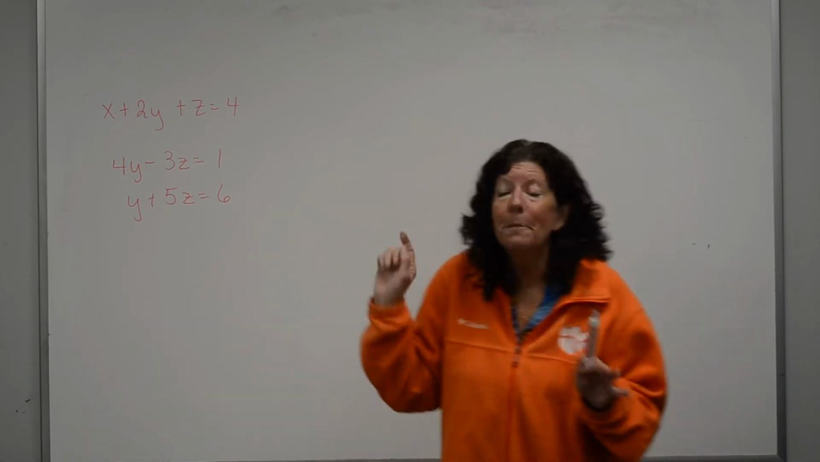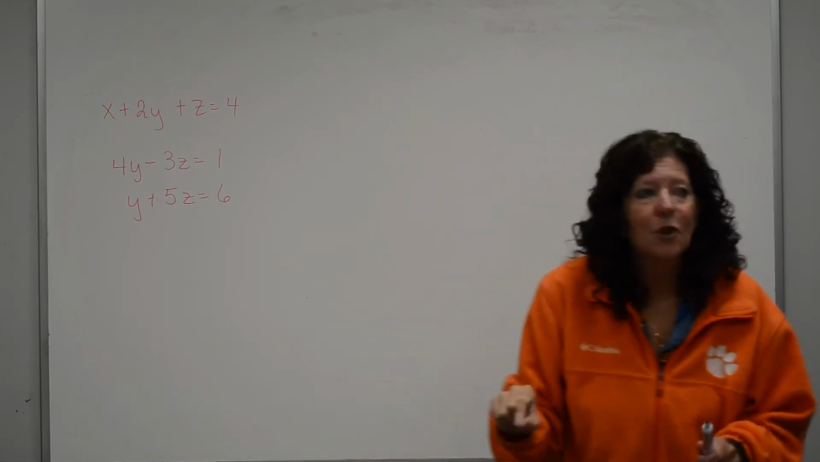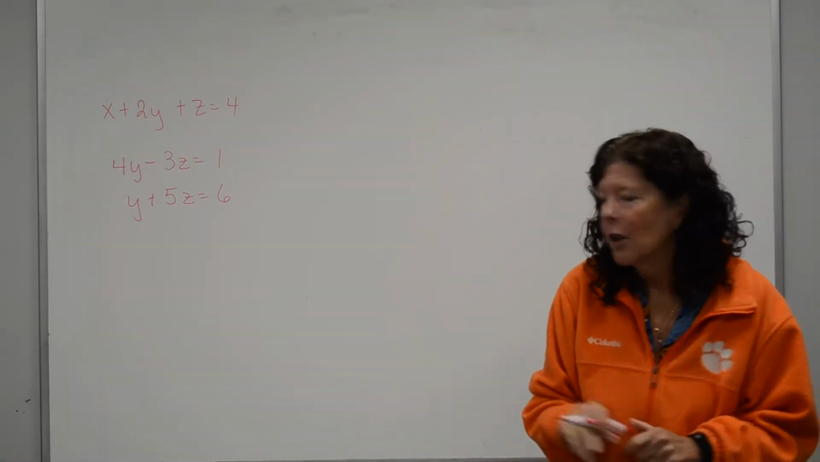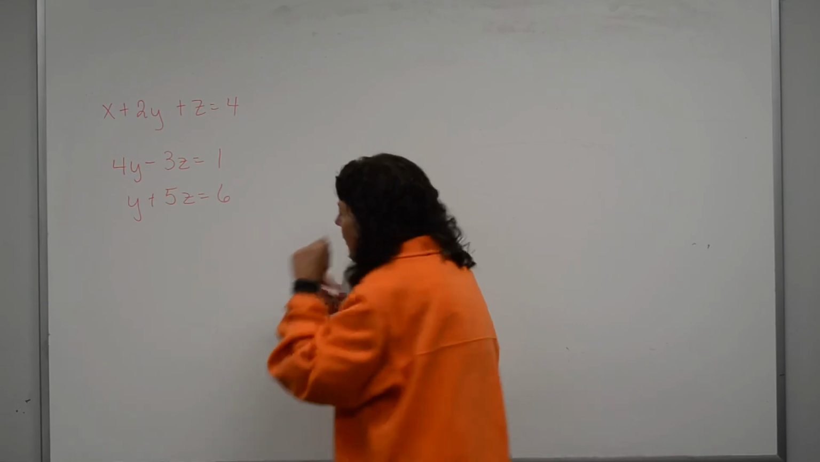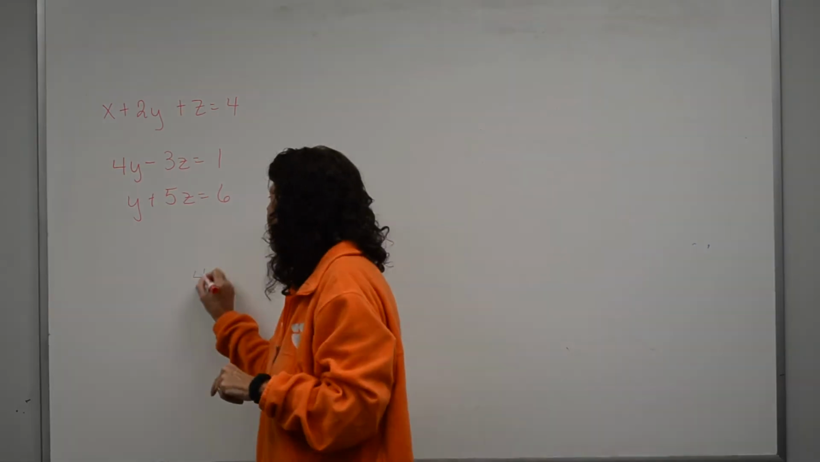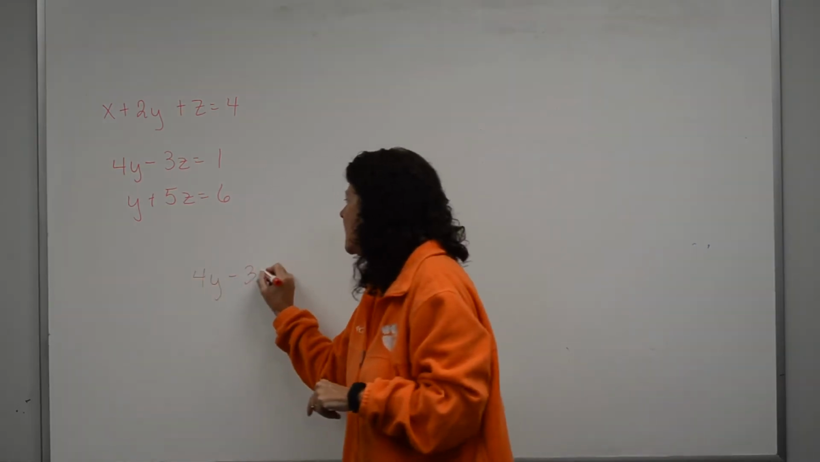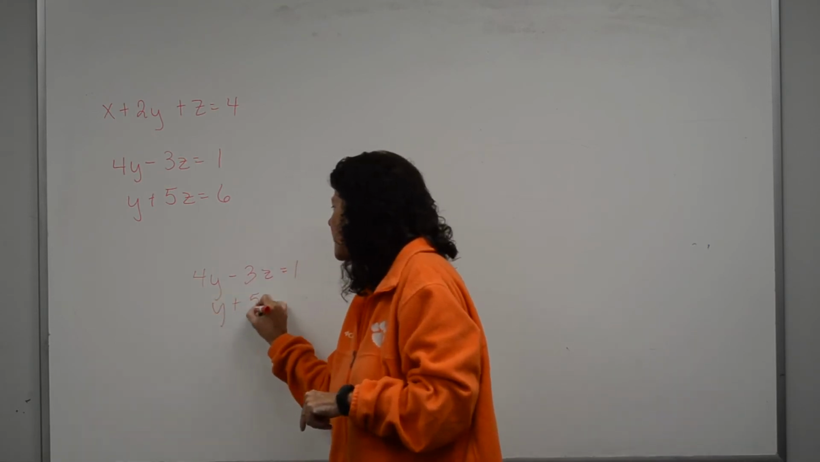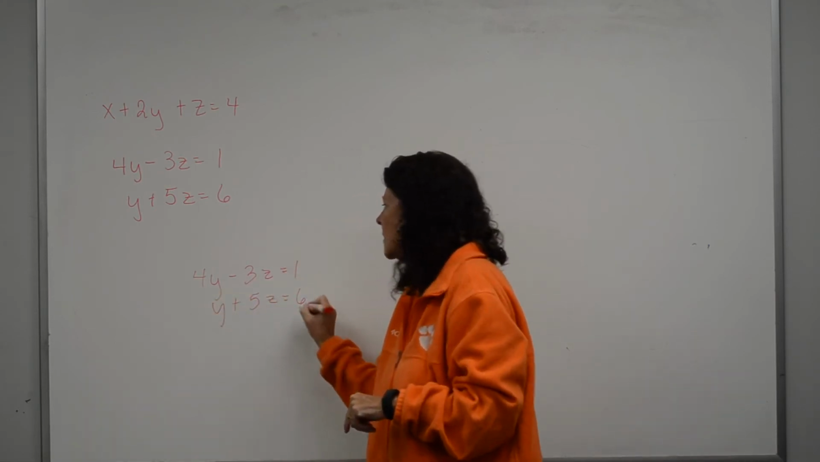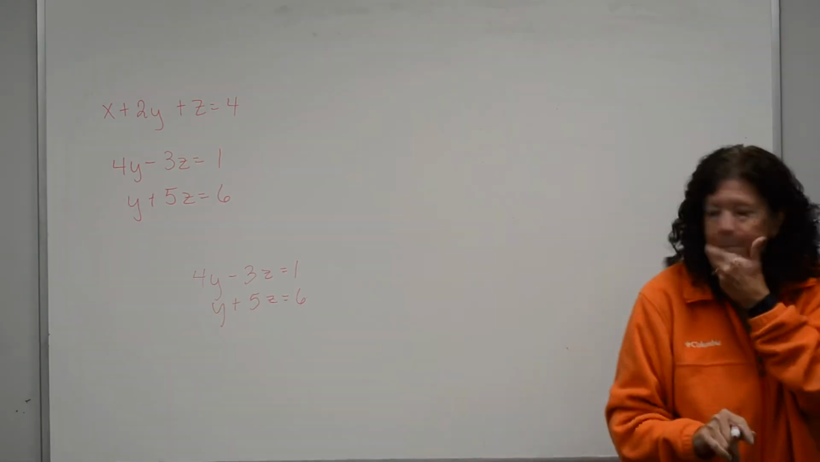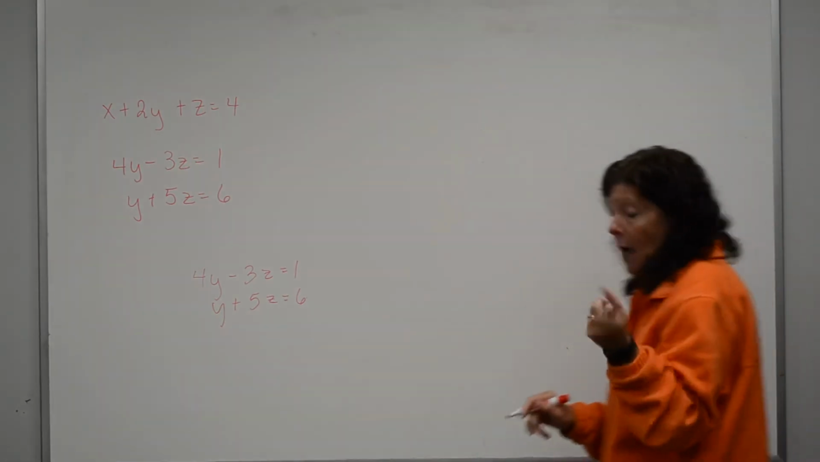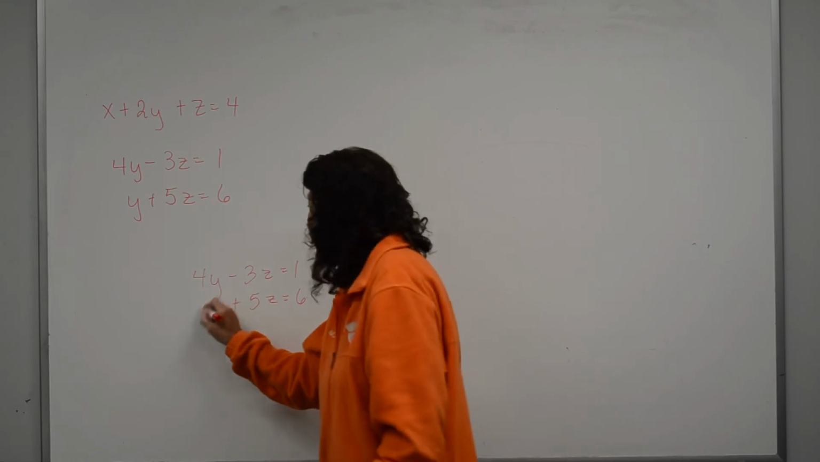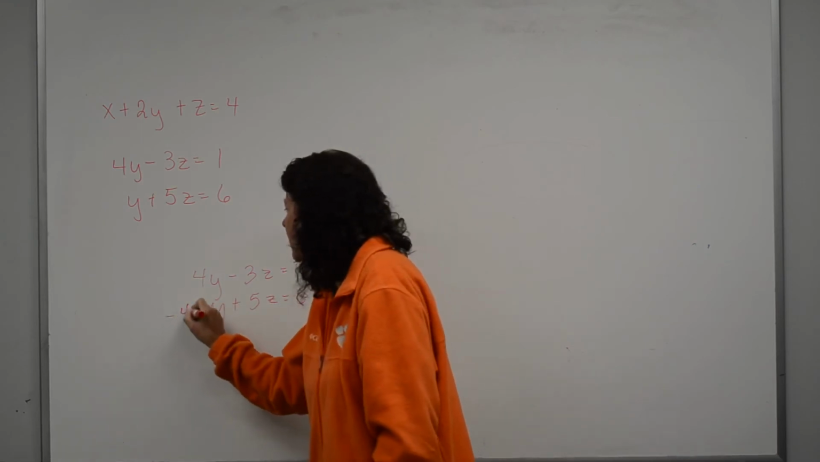Depending on the equations they give you, you've got to be able to adjust. All right, so I'm going to put these two together. So I've got 4Y minus 3Z equals 1, and Y plus 5Z equals 6. What do you suggest I do? Multiply the bottom by 4. How about we do it by -4? So I'm going to do the bottom by -4.